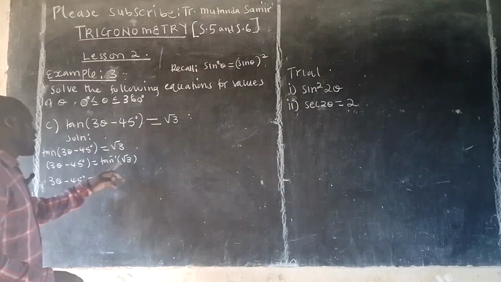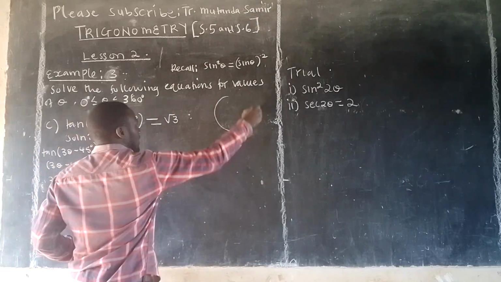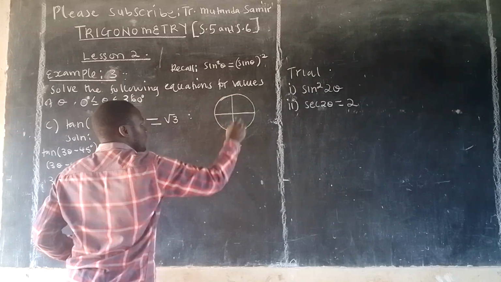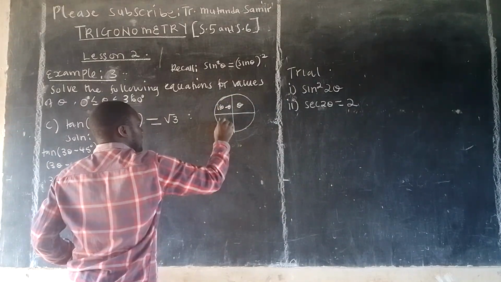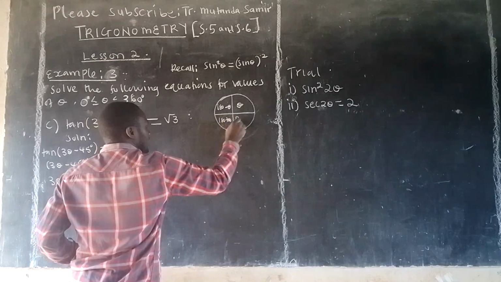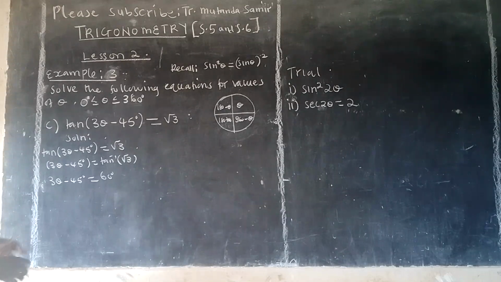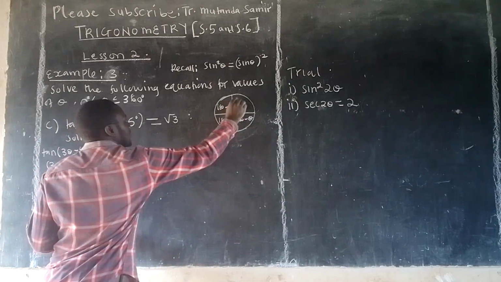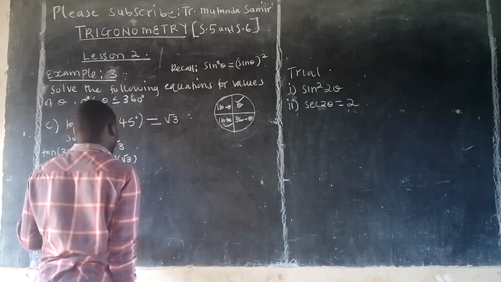Now, let's see, this value was positive, so we look for where tan is positive. Allow me to do it from here. So theta, 180 minus theta, 180 plus theta, 360 minus theta. That's what you're having. Now, where is tan positive? All tan is positive there. So in the first and the third quadrant, tan is positive.